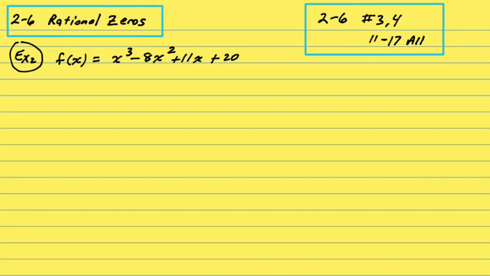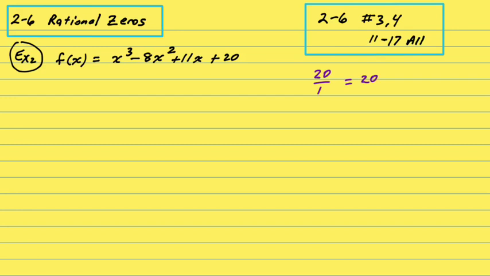Okay, we're going to start talking about section 2.6 in the algebra textbook. It's finding rational zeros. Example 2 wants us to find all zeros. First, let's talk about possible zeros. You take your leading coefficient, which is a 1, and your last number, which is 20. So, if I was to put the 20 over the 1, what would I have?